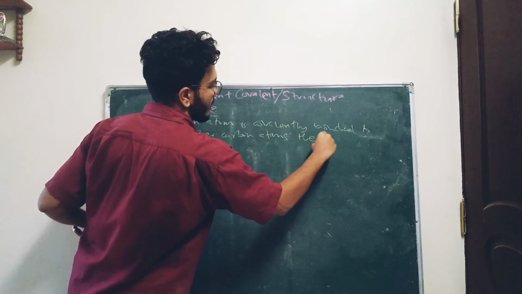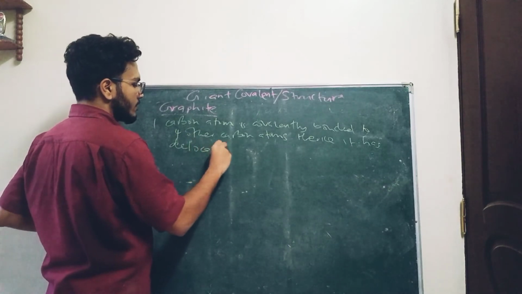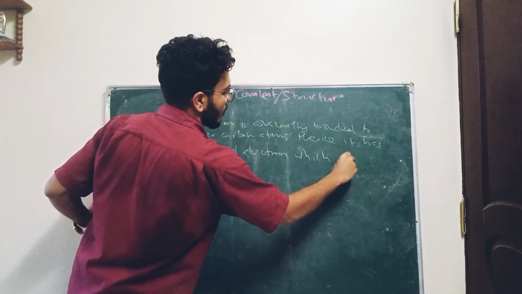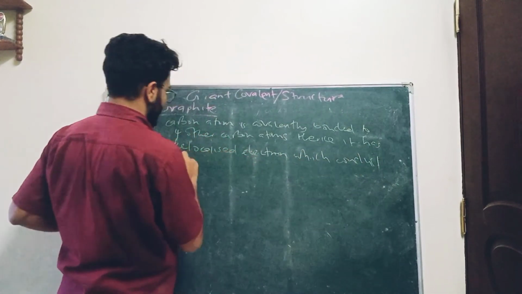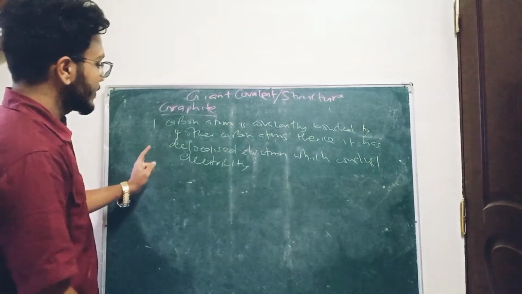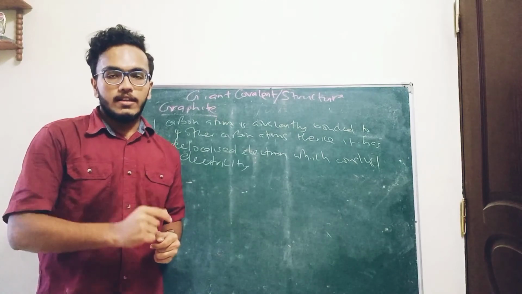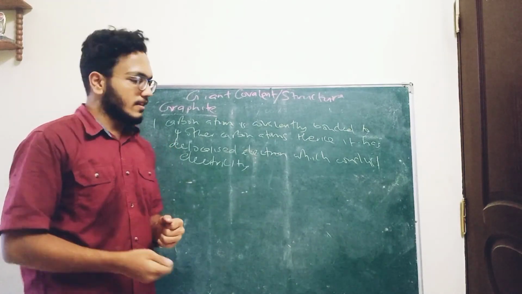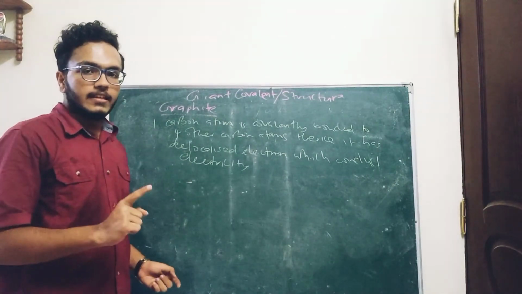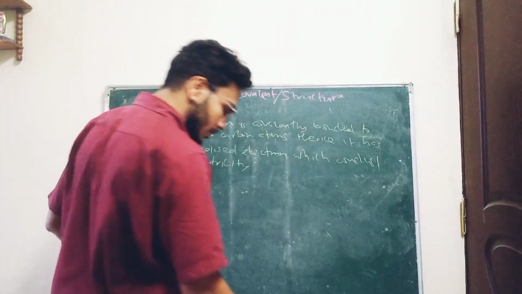Hence it has a delocalized electron which conducts electricity. In graphite, we saw carbon has 4 electrons in the outermost energy level. In diamond, each connects to another 4, hence there is no delocalized electron. But in graphite, one carbon atom covalently bonds to another 3 carbon atoms, hence there is one valence electron, one delocalized electron which conducts electricity. Therefore, graphite is a good conductor of electricity.